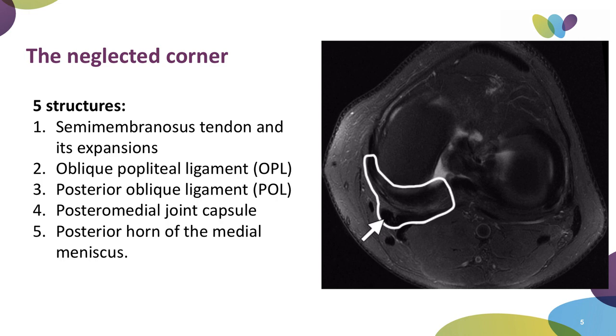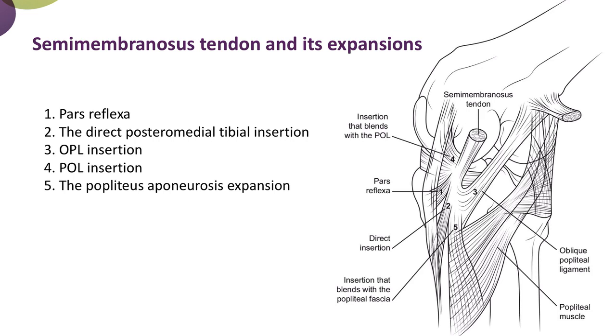So what are the structures that we're going to be talking about? I'm going to go into these in a little more detail in my upcoming slides, but they include the semimembranosus tendon and its expansions, the oblique popliteal ligament, the posterior oblique ligament, the posteromedial joint capsule, and the posterior horn of the medial meniscus. The posteromedial corner is also called the semimembranosus corner due to the important role that the semimembranosus tendon has in providing dynamic stability of the knee.